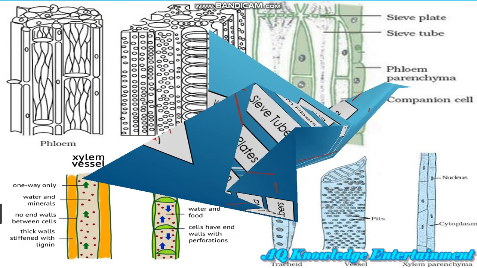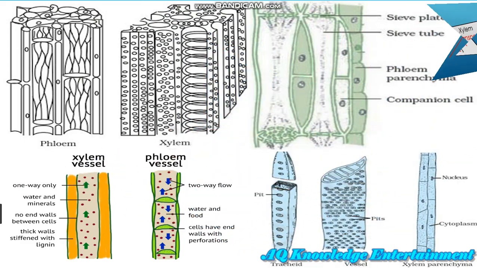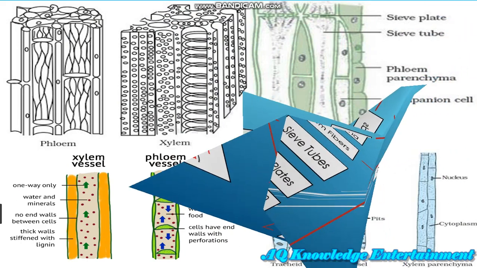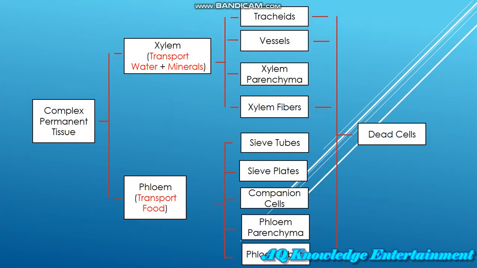Now this is the diagram of the xylem and phloem. You can see the top left corner. So you can see the first one is the phloem and the second one is the xylem. The diagram is really complicated, but when we study it, it will be easy. Because when I saw it the first time, I couldn't understand anything. So when you study it, you will understand it. Okay, so complex permanent tissues come in two types, xylem and phloem.